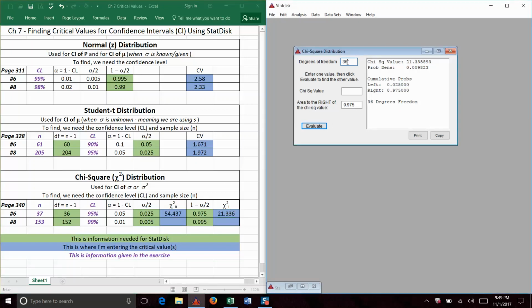Same thing for the next one. Put in our degrees of freedom, 152. I'll do the left one first. And we get 110.846. And then for the right, we get 206.57 after rounding.